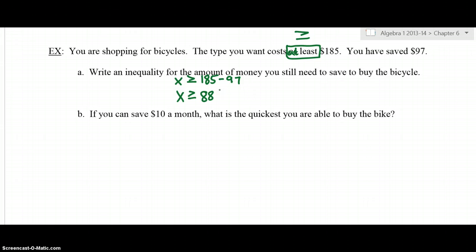Okay, so it says if you save $10 a month, what is the quickest you are able to buy a bike? Why 9 months? Because there's 88, so you can't do it in 8 months. That's right, because if you divide 88 by 10, you get 8.8. So if you only save for 8 months, you still don't have enough money because you only have $80. So you have to save for 9 months in order to have enough money. You'll just have a little bit left over. Questions?